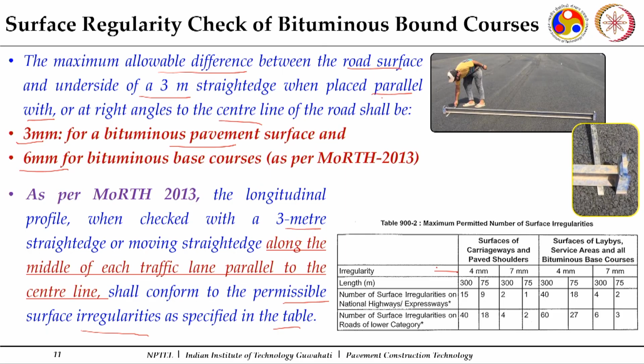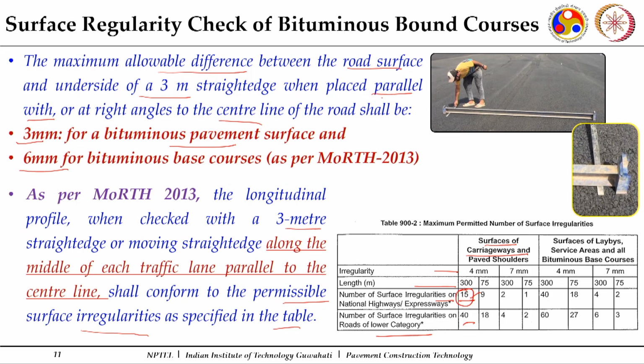It says that if a 4 mm irregularity is there for a length of 300 meters, then it is counted for surfaces of carriageways and paved shoulders. So, it says in 300 meters you cannot have surface irregularities on national highways more than 15, and in case of roads of lower categories, it can be 40. So, there we can see that for a length of 300 meters you cannot have more than 15 irregularities present. So, this needs to be further ensured.